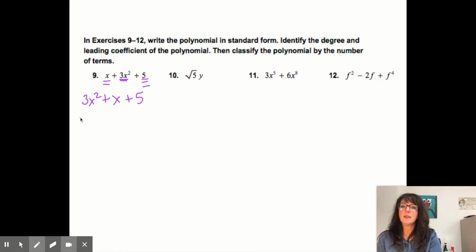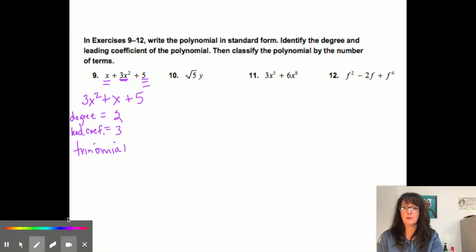Descending order of the variable. My degree is going to be equal to the highest degree term, which is 2, so a degree of 2. The leading coefficient, I'm going to abbreviate those, is 3. And then I'm going to classify them. There's 1, 2, 3 terms, so we would call this a trinomial.